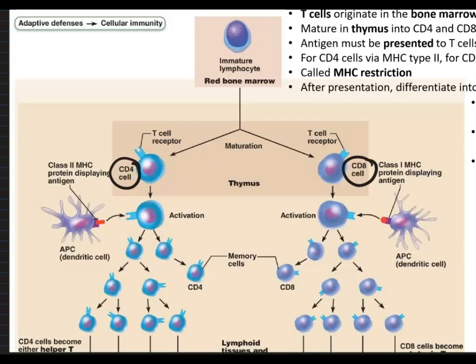CD4 recognize MHC class 2. CD8 recognize MHC class 1. What is the product of 4 multiplied by 2? 8. What is the product of 8 multiplied by 1? I call this a mnemonic rule: always 8. How do you know which one does what? There are two pairs of multiplicands, 2 and 4, okay, MHC2, CD4, or MHC1, CD8, okay?